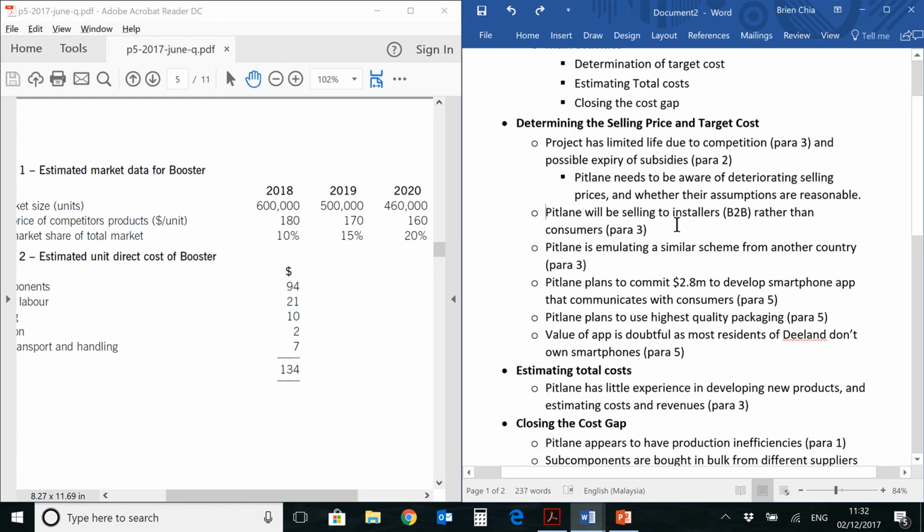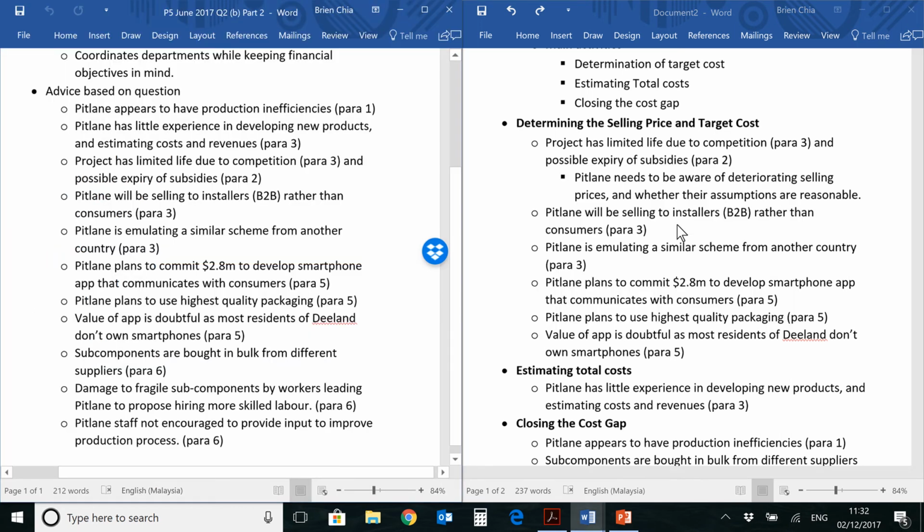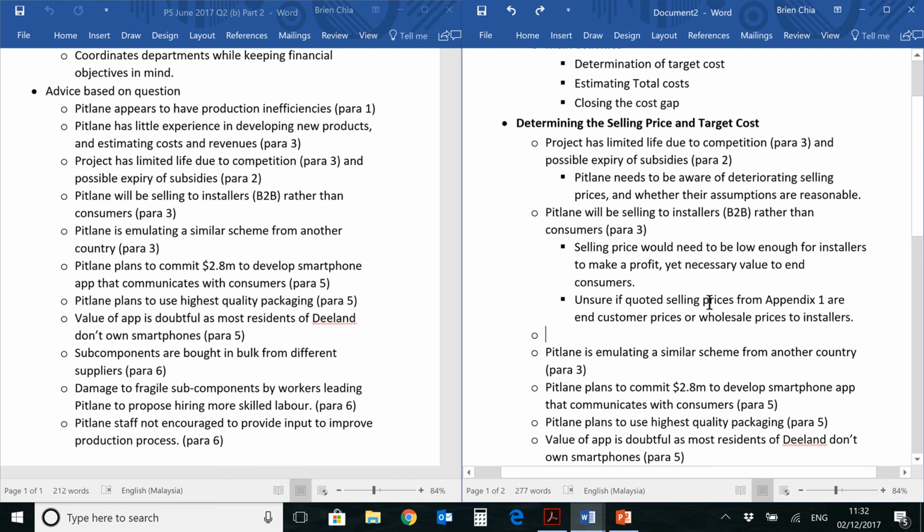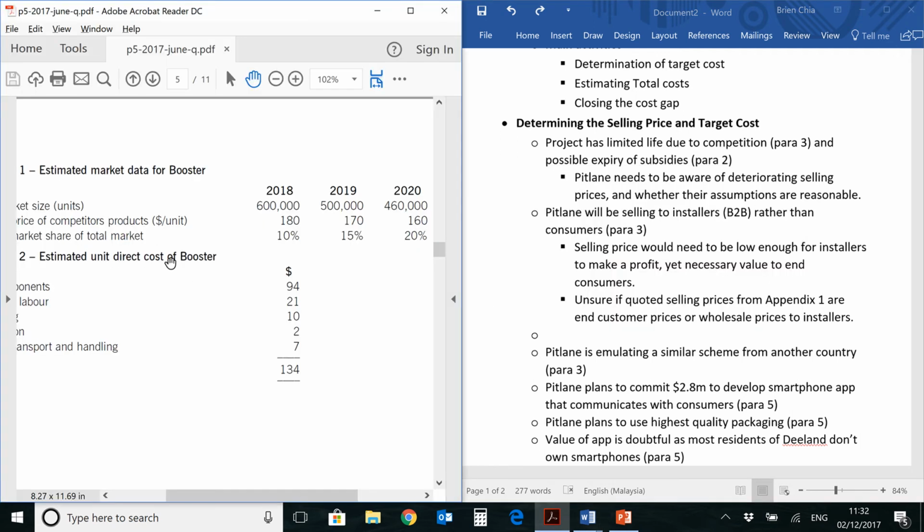Now, for Pitlane selling to installers rather than consumers, the selling price would need to be low enough for installers to make a profit, yet provide the necessary value to end consumers. One issue that we might discuss in our answer is we're not sure if the quoted selling prices in Appendix 1 are end customer prices or wholesale prices. For example, I'm talking about the prices which are over here, 180, 170, and 160. So if these are consumer prices, then they are not suitable to be used for our target costing approach because we are selling directly to installers.